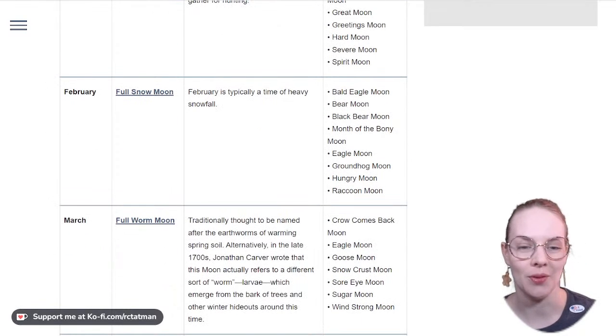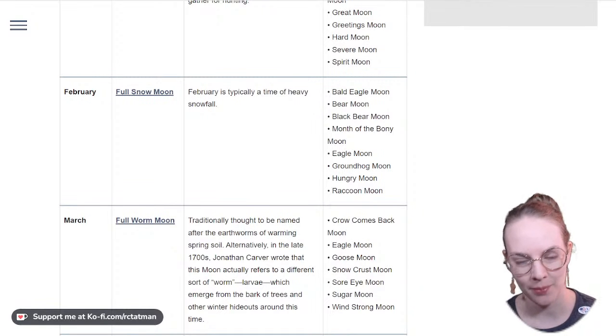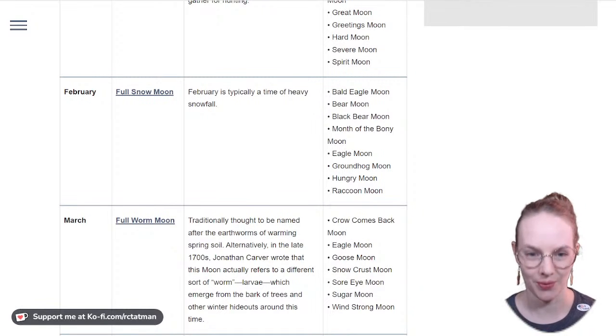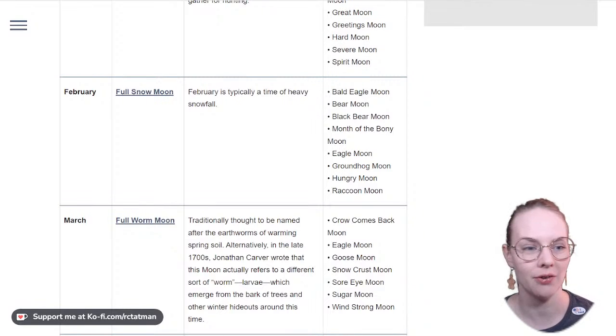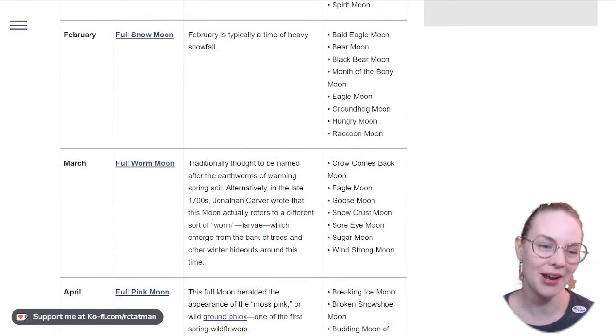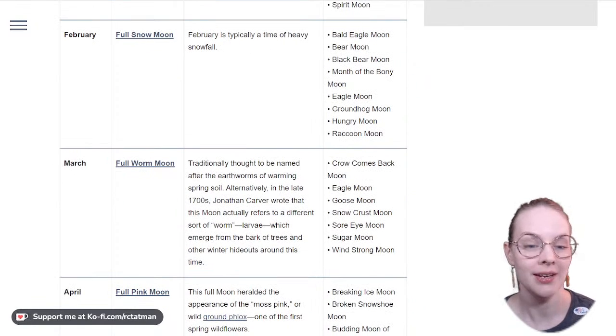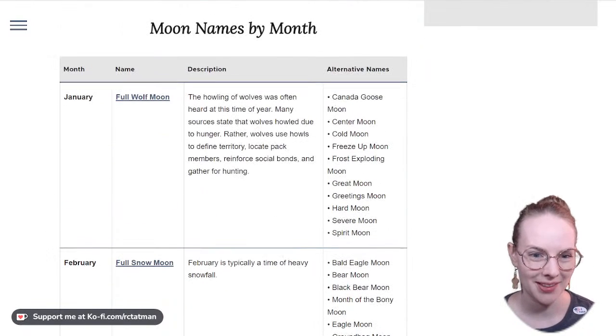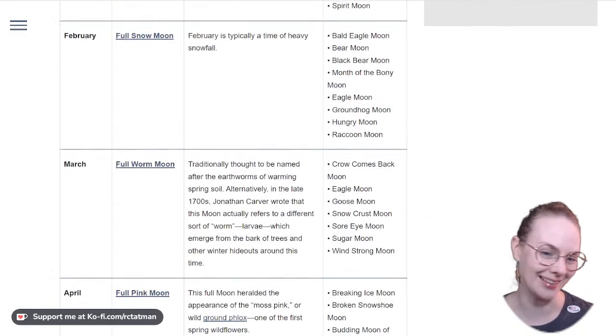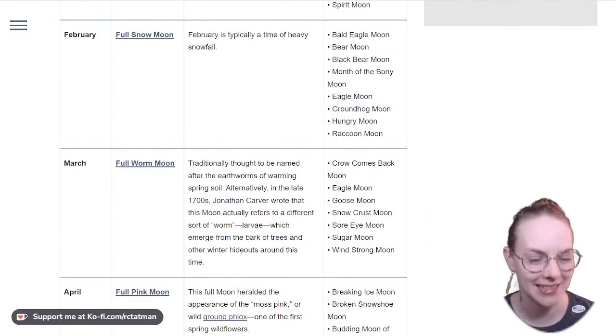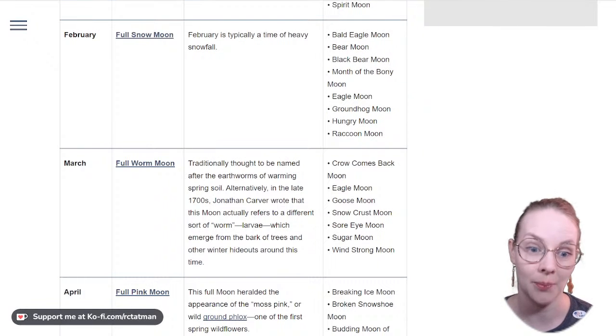February, the snow moon, the bald eagle moon, the bear moon, the black bear moon, the month of the bony moon, eagle moon, groundhog moon, hungry moon. Hungry moon is the one that I think I have most often heard for February, and the raccoon moon. March, worm moon. Definitely I call it worm moon. Crow comes back moon, eagle moon, goose moon. This one's a goose moon. This one's also a goose moon. So if someone just says the goose moon, they could mean either. You can see why I want a system that can automate some of this, trying to figure out dates from these words.